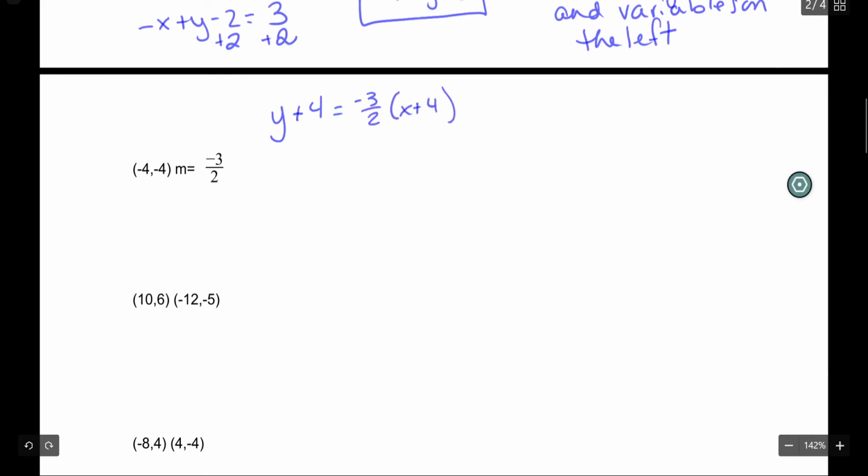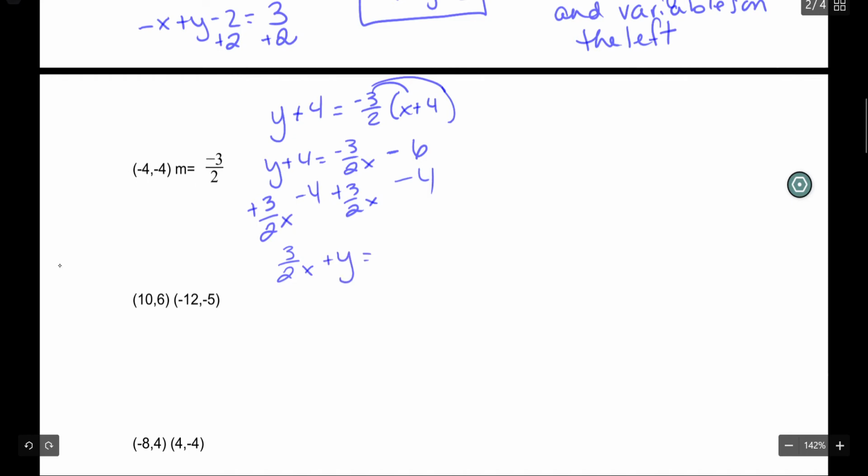Okay, we've got y plus 4 is equal to negative 3 halves times x plus 4. Remember to distribute. Y plus 4 is equal to negative 3 halves x plus minus 6. Add 3 halves x over. I'm going to do this just in one step so I can save some room. Subtract the 4 over. 3 halves x plus y is equal to negative 10.